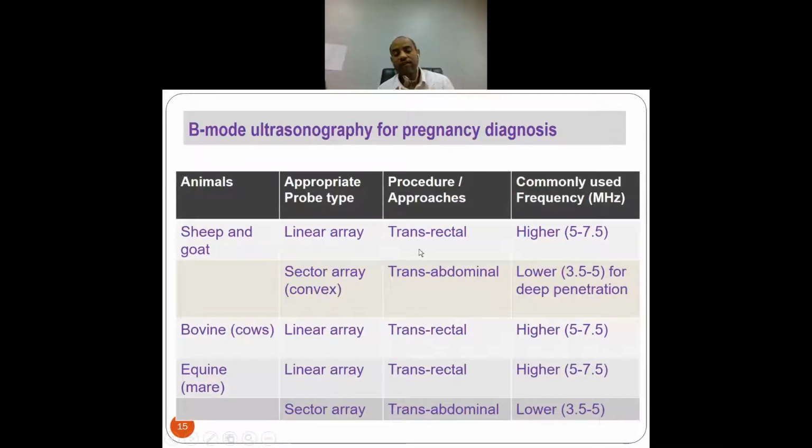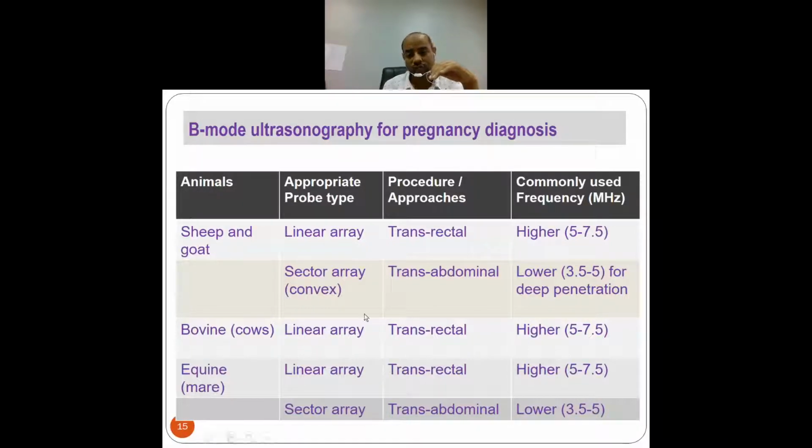Okay, so the other type of probe that we have is, of course, a sector probe, and this is mainly chosen for the transabdominal approach. When you are doing transabdominal scanning in a small ruminant using the sector array or convex probes, you have to choose a lower frequency because a longer depth of penetration is required to reach the reproductive system and be able to see what's happening along the system. All right. So you have to combine a convex probe with a low frequency range of sound waves so that you can access the organs.